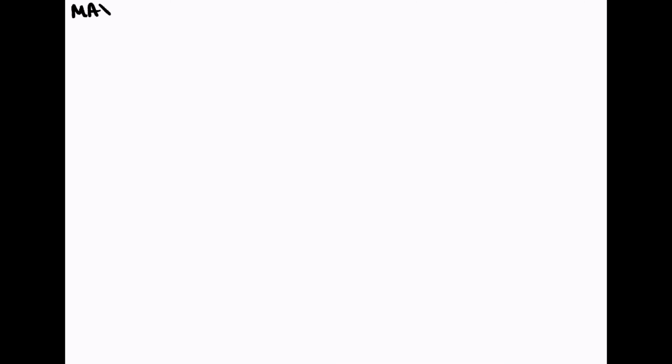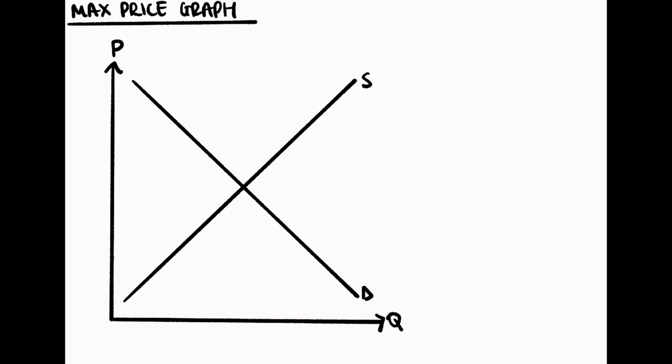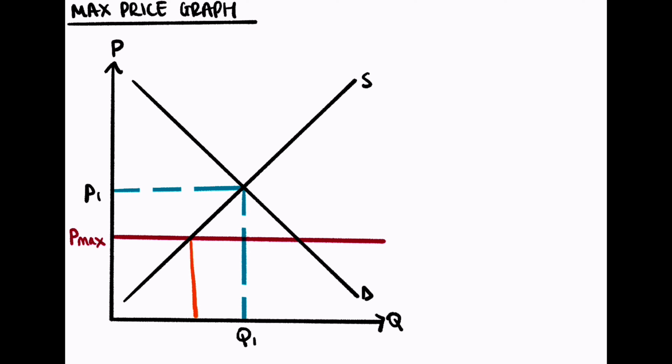So for the maximum price graph, we start off by drawing our normal demand and supply curves and marking the equilibrium point with P1 and Q1. To be effective in reducing the equilibrium price, the maximum price needs to sit below the market equilibrium price. So now that we have a maximum price in place, what can we observe from this graph?